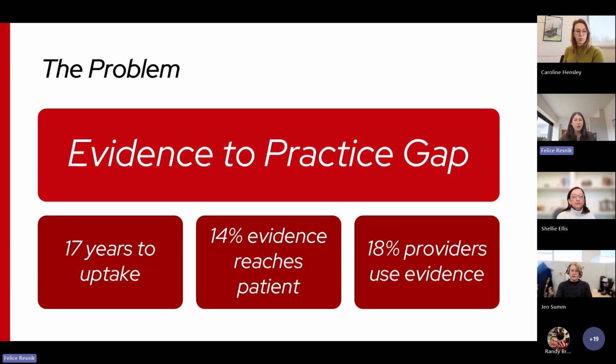And then even then, only 14% of that evidence ever reaches patients, so leaky pipeline problem. And also 18% of providers say they only consistently use evidence-based guidelines, which means over 80% of them are not consistently using evidence-based guidelines in their practices. So these numbers show how much opportunity we have to close the gap between what we know and what we are actually doing in healthcare, and D&I science aims to do that.